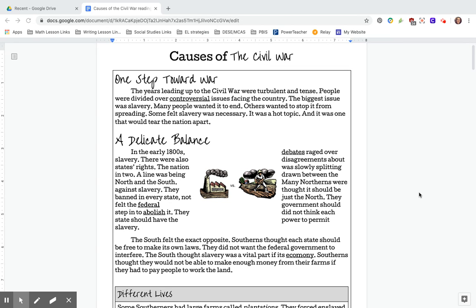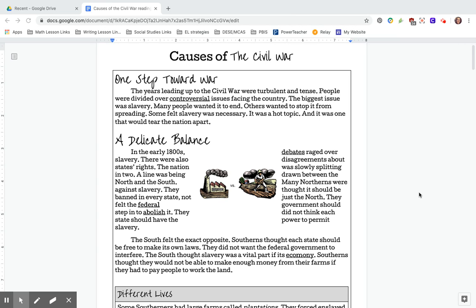A delicate balance. In the early 1800s, debates raged over slavery. There were also disagreements about states' rights. The nation was slowly splitting in two. A line was being drawn between the North and the South.